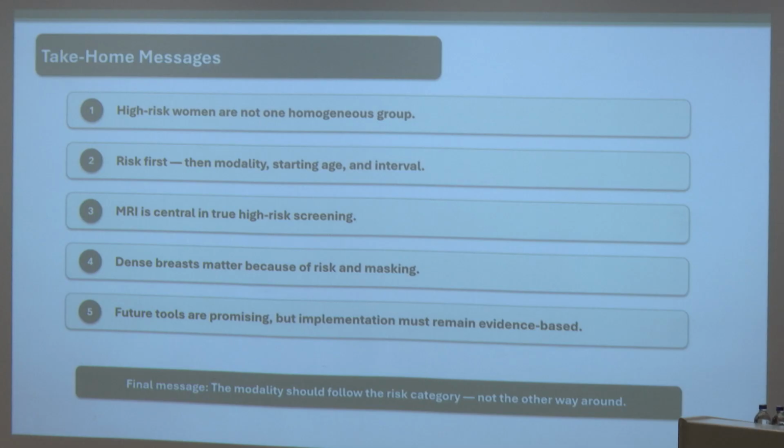And to take the home messages: high risk women are not one homogeneous group. Risk first, then modality, starting age and interval. MRI is central in true high risk screening. Dense breasts matter because of risk and masking. And future tools are promising, but implementation must remain evidence-based. The final message, the modality should follow the risk category, not the other way around. Thank you.